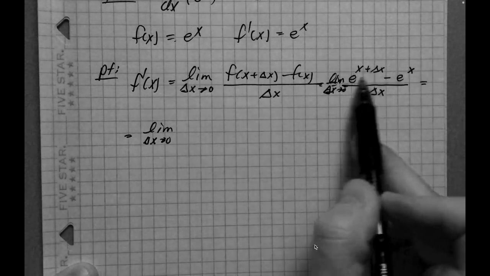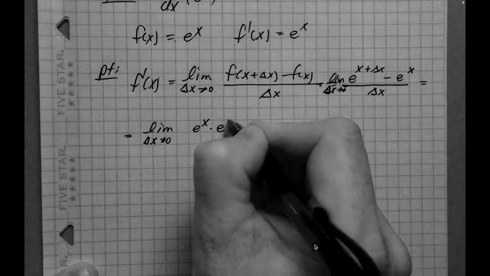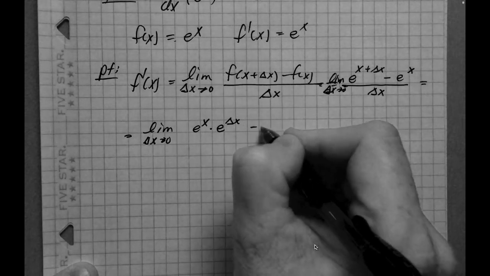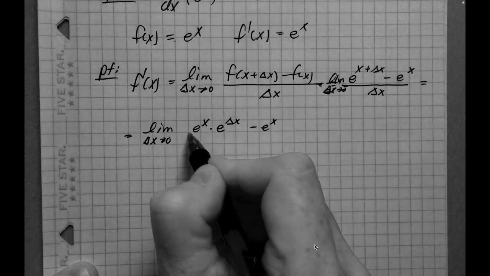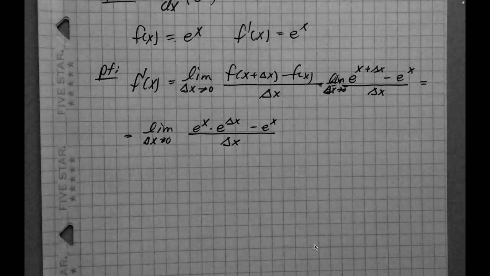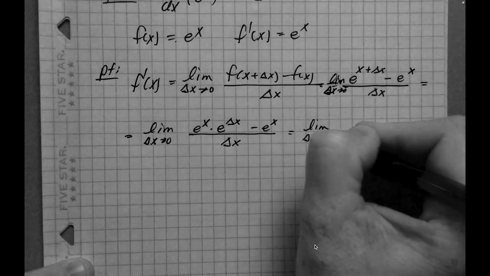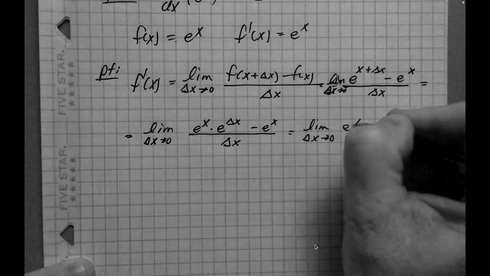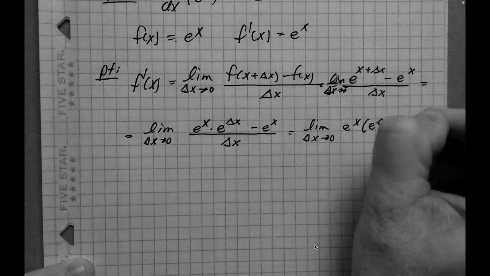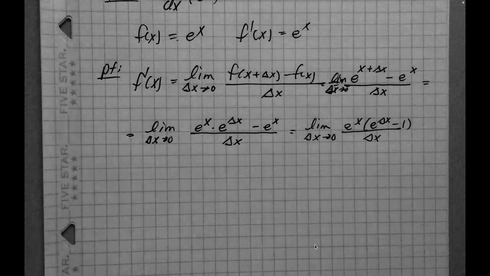And we can break this apart into e to the x times e to the delta x, and then minus e to the x, and that's all divided by delta x. And then of course we can do some factoring, like so. Not a problem. Now here's where we have to get a little tricky.